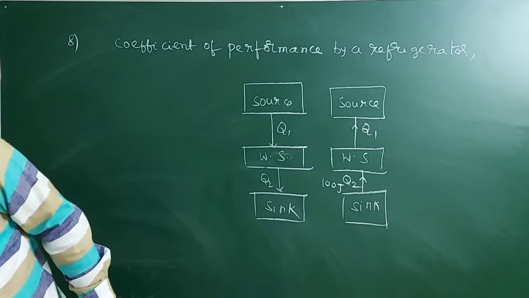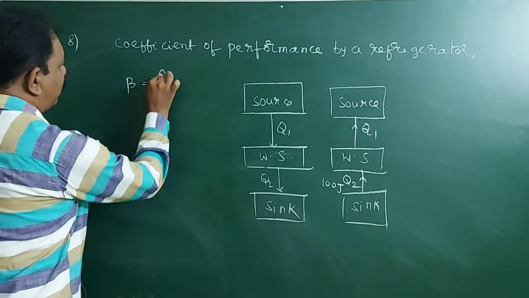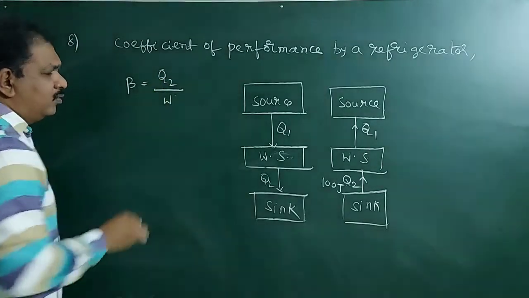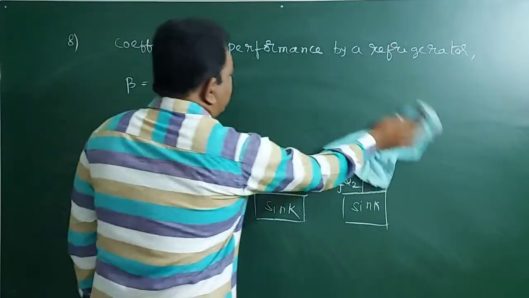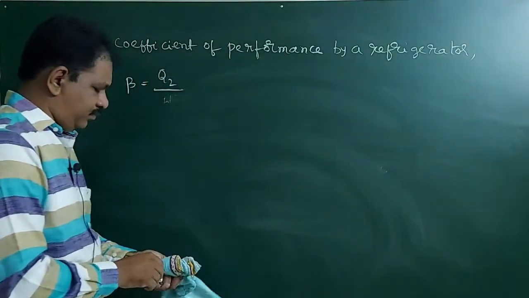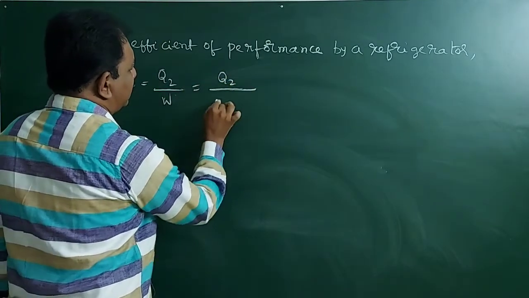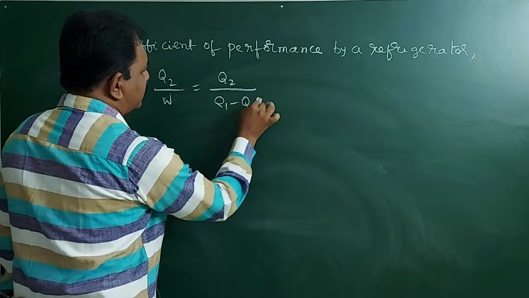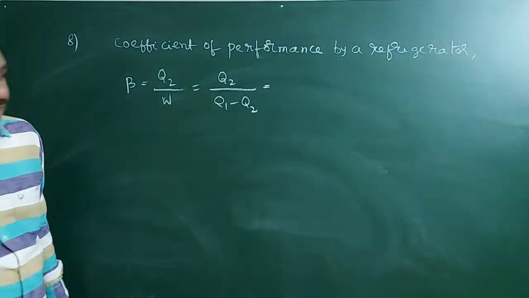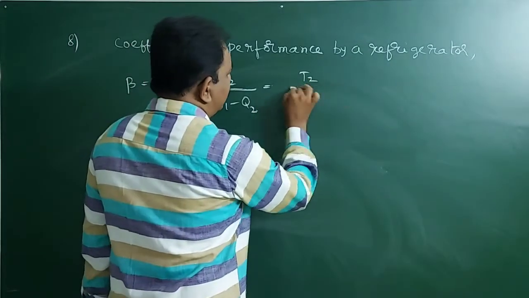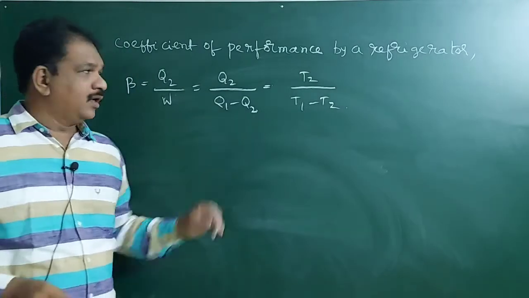Coefficient of performance for the fridge, beta, is equal to Q2 by W. Here the W value is Q1 minus Q2, so beta is Q2 by Q1 minus Q2. Okay, this is the formula for coefficient of performance, T2 by T1 minus T2, for the refrigerator.